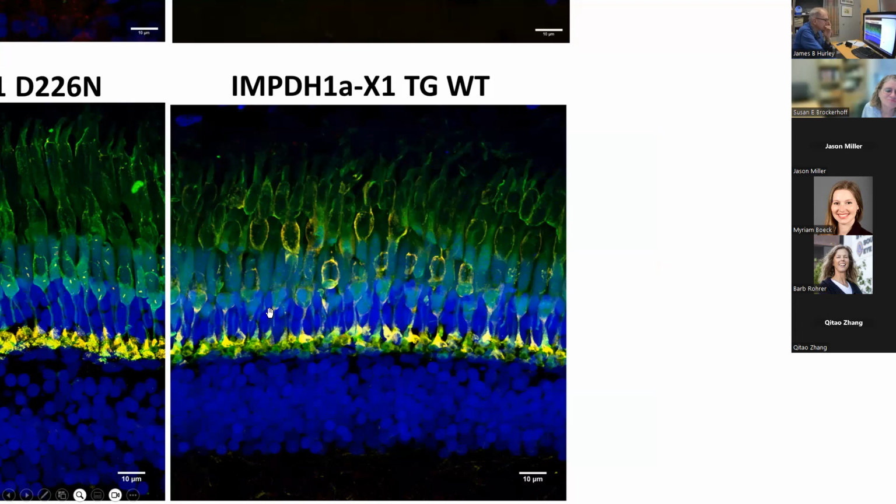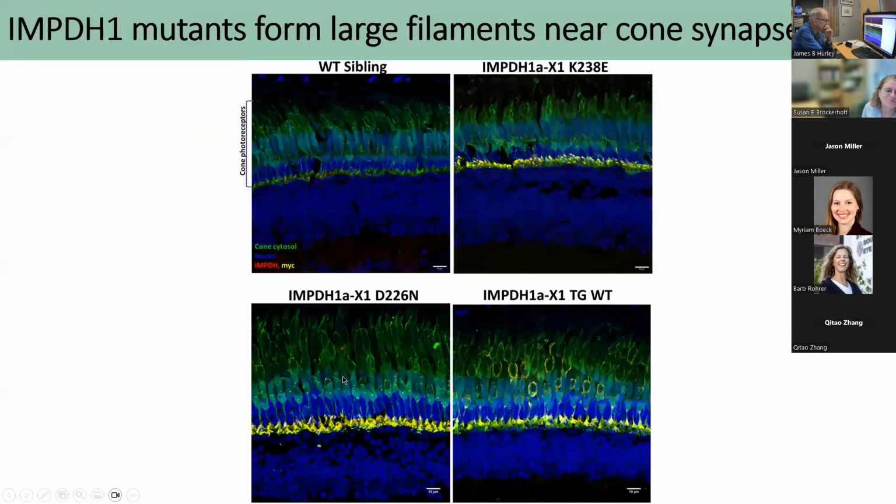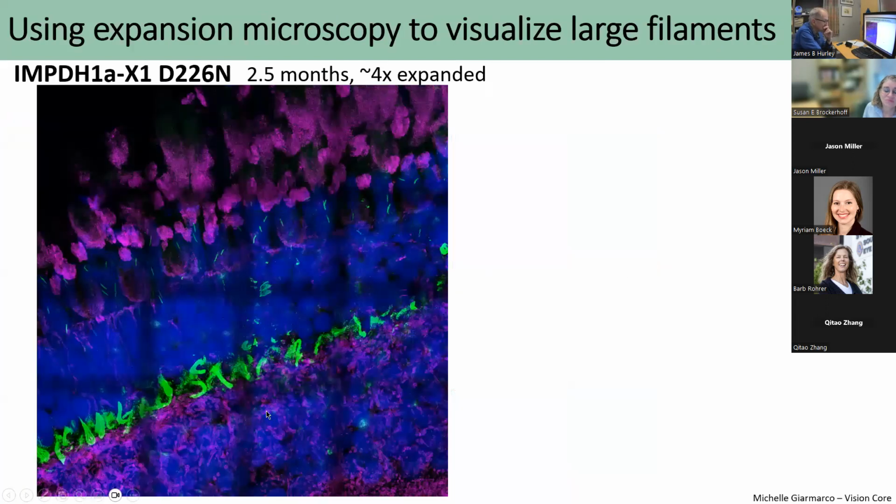But looking at these images, we wanted to get a little bit better resolution, because it's really hard to see what's going on in the synapse when so much of it is there. And so we turned to our vision core, which can do expansion microscopy. So we took a retinal section and we expanded it about 4x. And then this is a stitched image, and we can get really better resolution here at the synapse and see what it actually looks like.